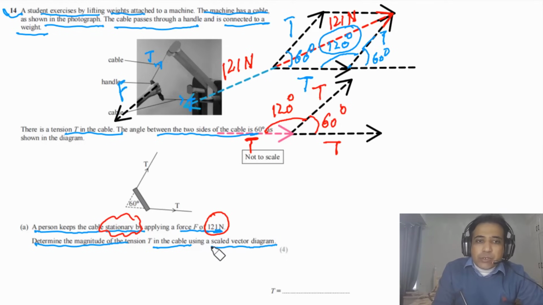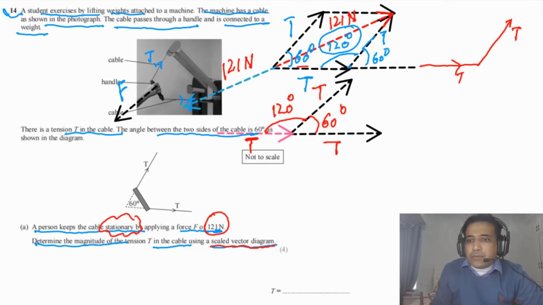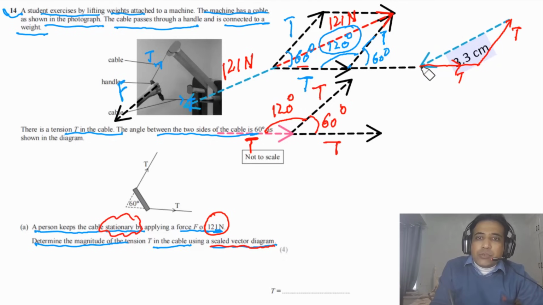So we have to draw a scaled vector diagram. This is one vector, this is another vector. You can just move this one here, because the resultant has to be 0. So that will be the final answer. The final shape has to be like this. You have T here, and the other vector T here, and the force has to be in this direction. So this is how we need to sketch. I hope now you have the idea about this.